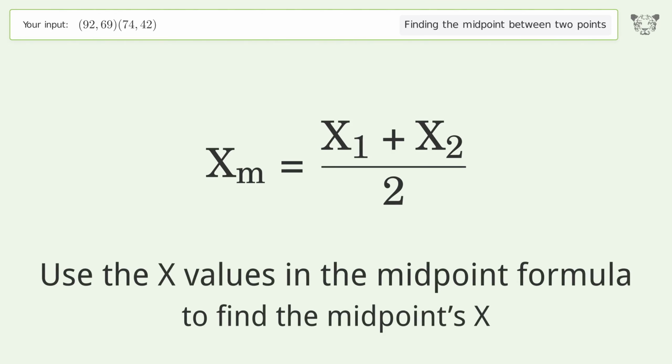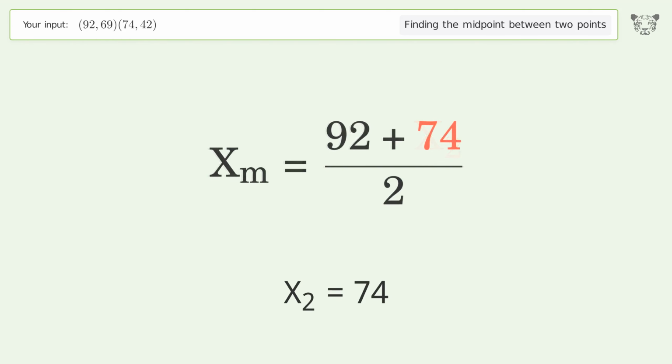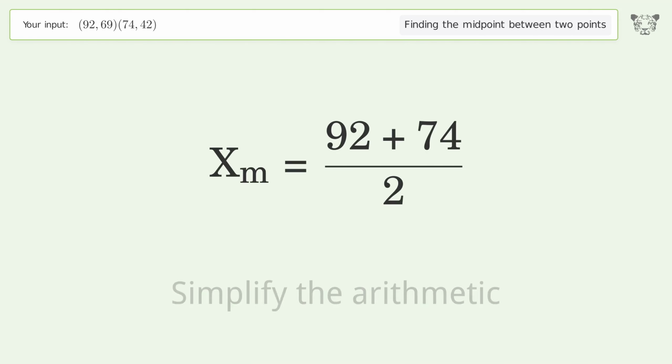Use the x values in the midpoint formula to find the midpoint's x. x1 equals 92. x2 equals 74. Simplify the arithmetic.